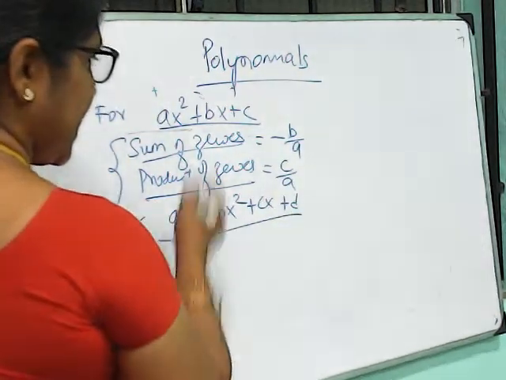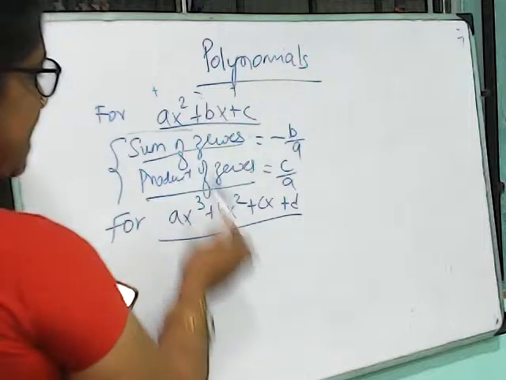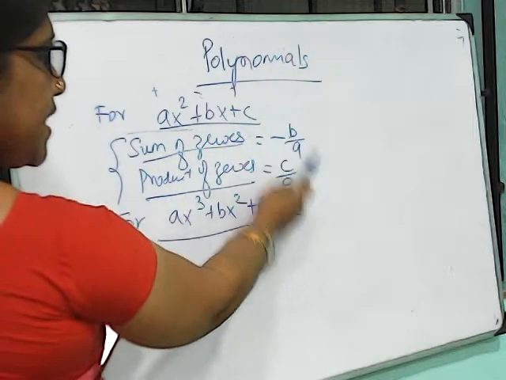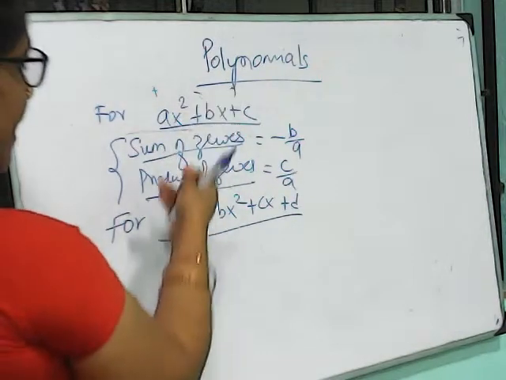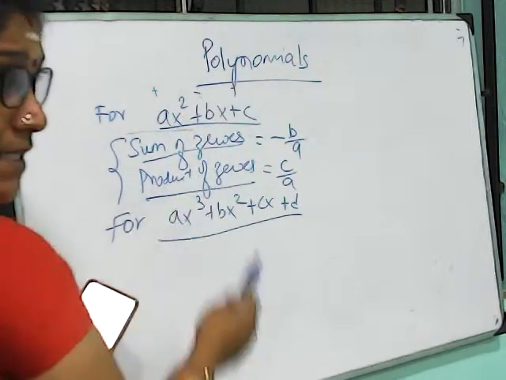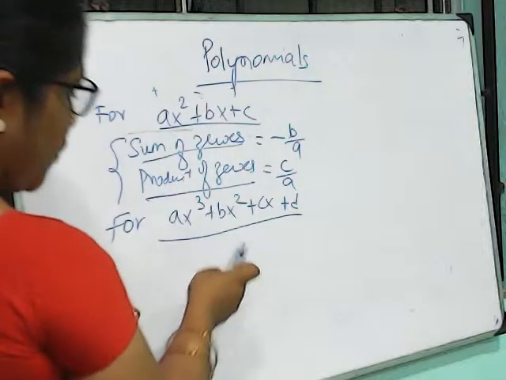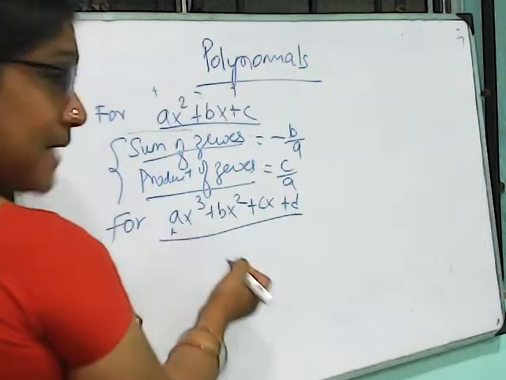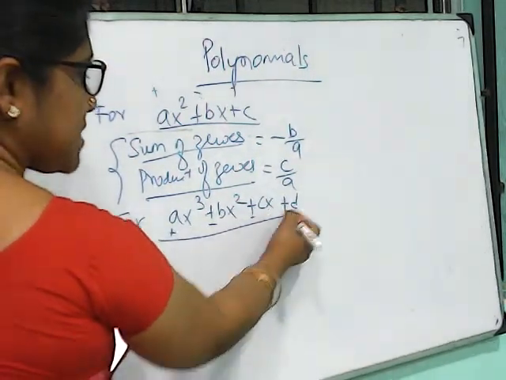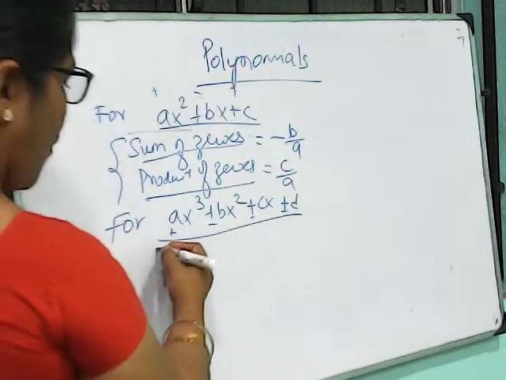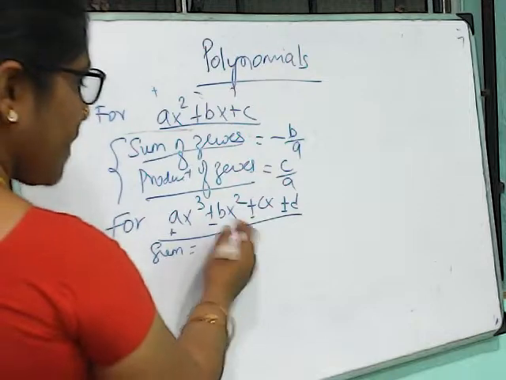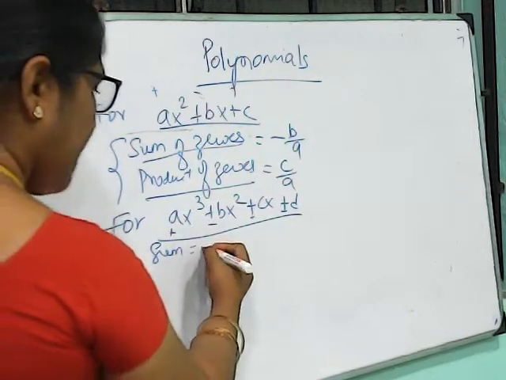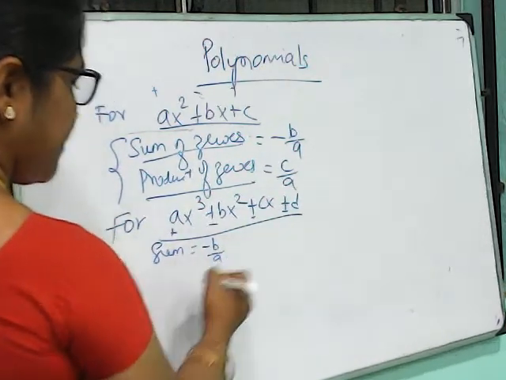So in this case you can see, just find the difference: there is one more extra term, d. This is the square, this is the cube. Square is quadratic and cube, power 3, is cubic. As I said before, it starts with plus minus plus minus. So what will your sum be? Your sum of the zeros will be minus b by a.